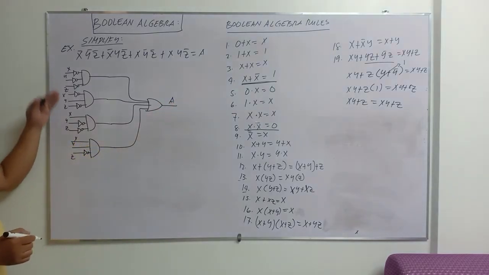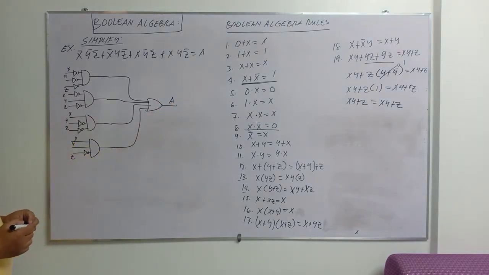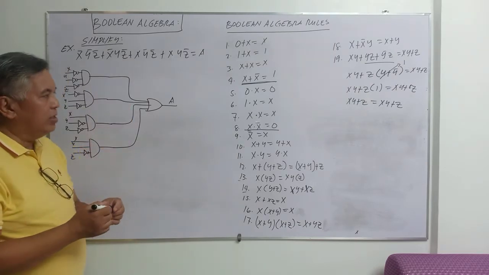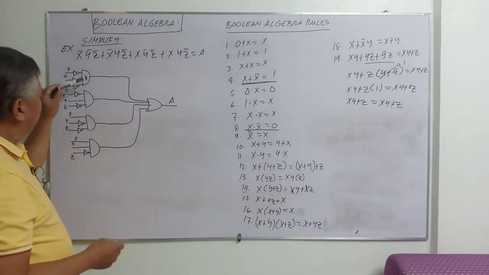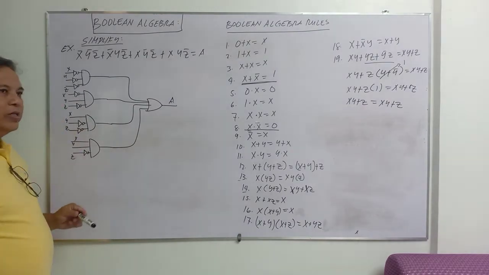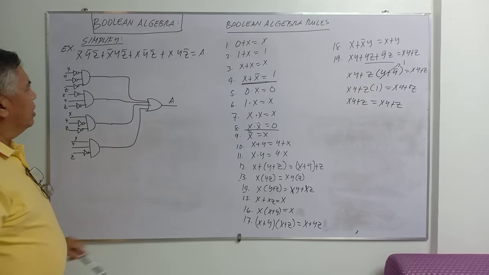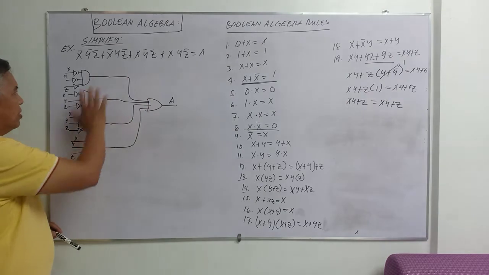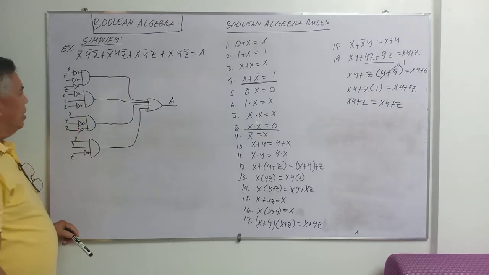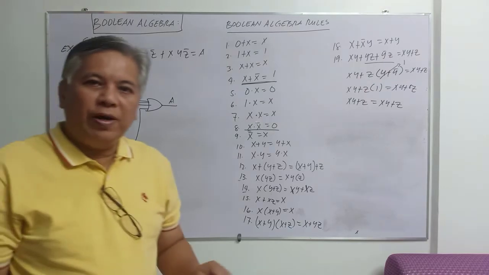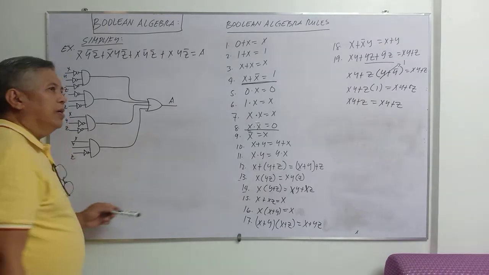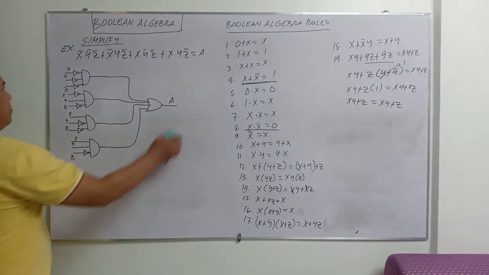Okay? So this one here is your logical circuit equivalent of this equation. And remember that this equation here is not yet simplified. This is our original equation. So try to look at the logical circuit equivalent of this particular logical equation. So this is the representation of this particular equation. Now, let us simplify the equation and find out the logical circuit equivalent of the simplified equation.